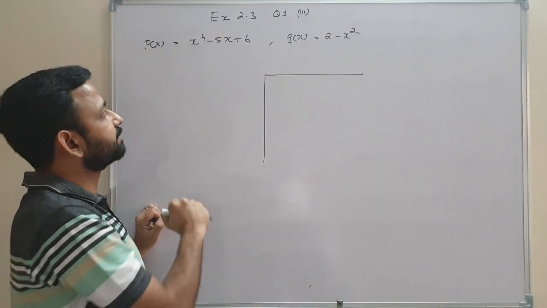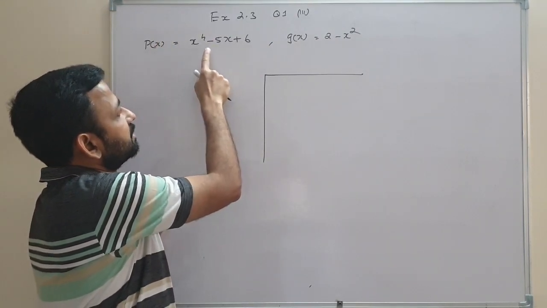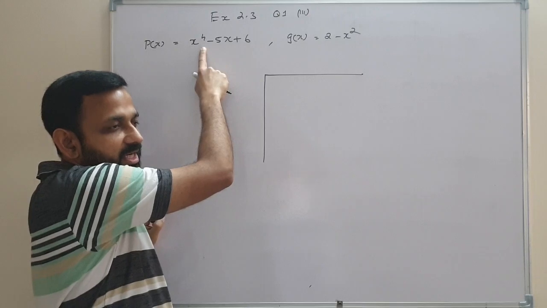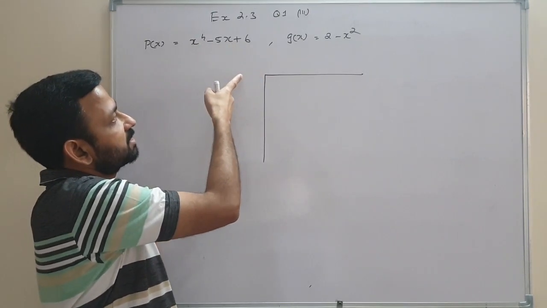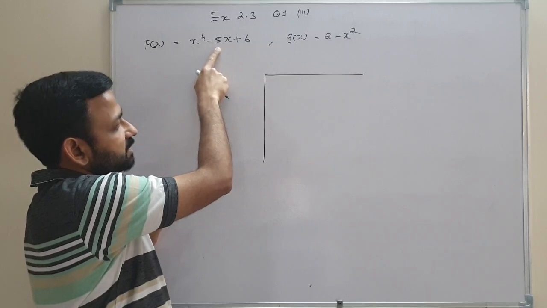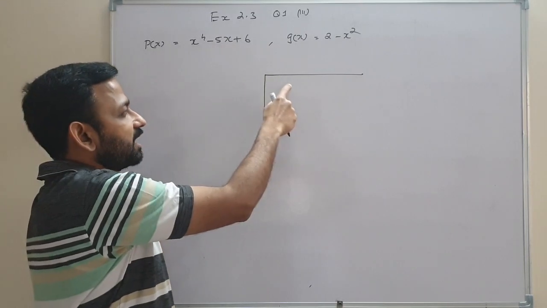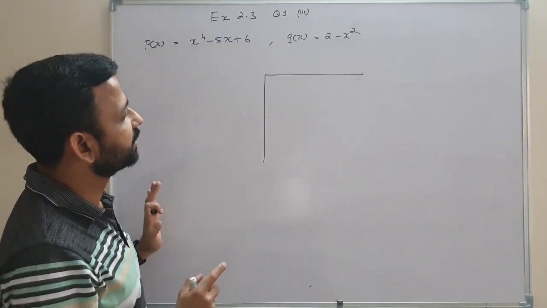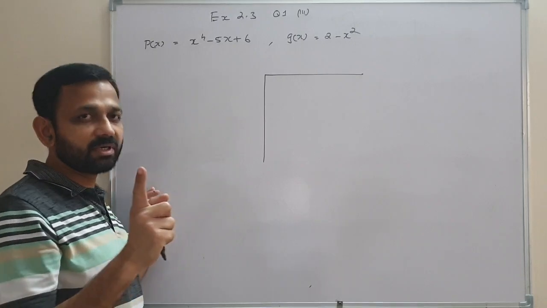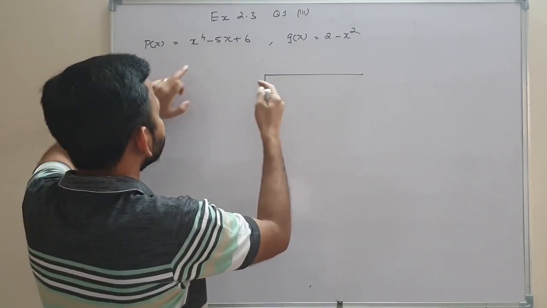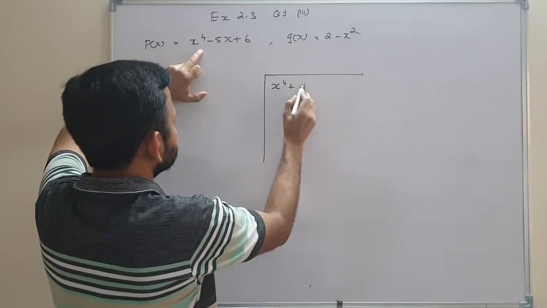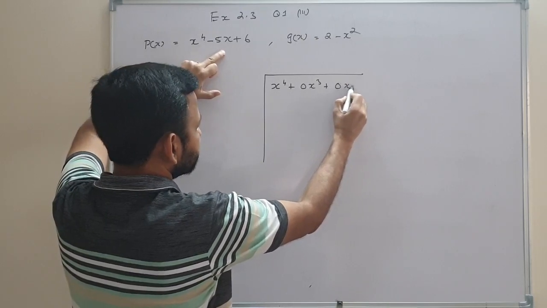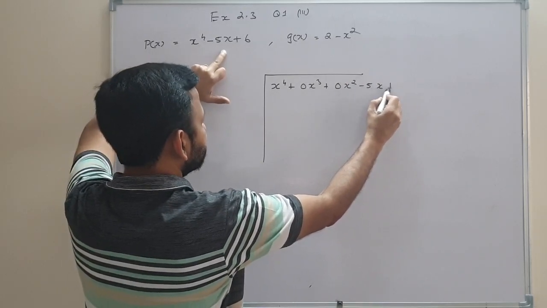Then the second condition: in the dividend, if any term is missing, here the power is x raised to 4, the x cube term is not there and the x square term is not there. If the x cube and x square terms are missing, we can write 0x cube and 0x square. Then it will be very convenient for you. Otherwise, sometimes we will make a mistake. So here x raised to 4 plus 0x cube plus 0x square minus 5x plus 6.